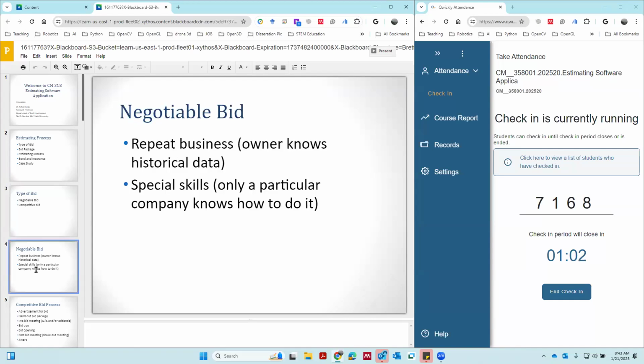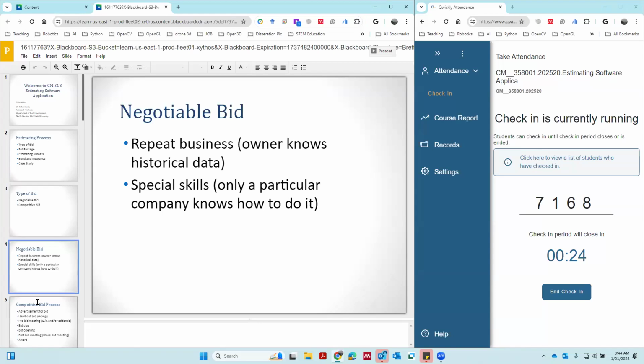Negotiable, as I mentioned earlier, is repeat business. You have a long history working with this contractor, and also maybe someone has special skills. For example, they are special engineers, fire engineers, HVAC, mechanical engineers, or electrical engineers, or specialists for high-rise buildings. In this case, they ask a particular company that knows how to do it. So those are the cases that can go to negotiable.